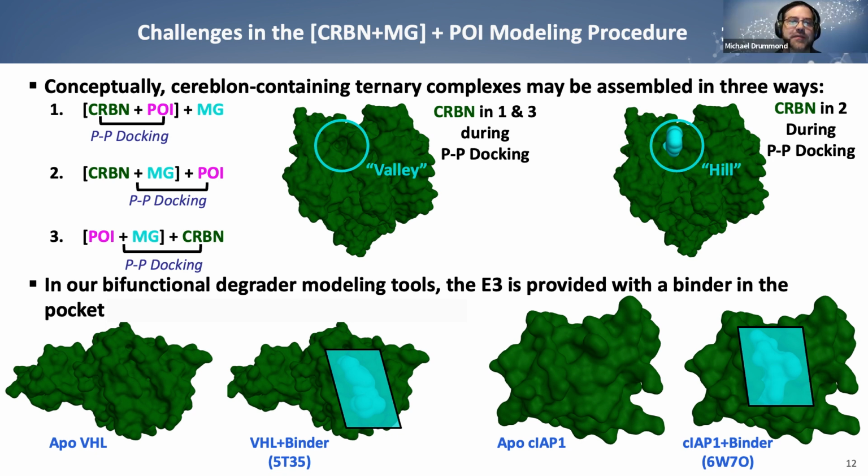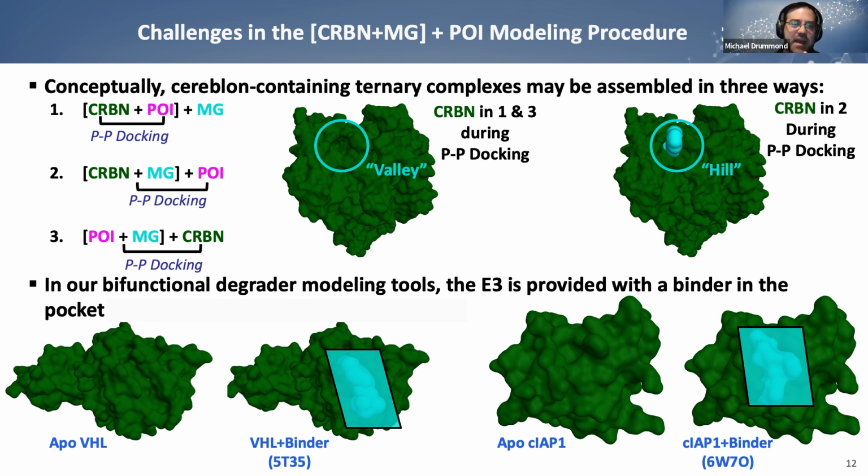So for example, in this first order of events and this third one down here, this is what cereblon looks like. I'm showing in space filling just the surface, but it will really illustrate my point. Contrast that with what's going on with the second one here, where we actually add the glue to cereblon first, and then the protein of interest comes in. The protein of interest sees this, whereas in 1 and 3 here, it sees this. To be more specific, there's a valley here for 1 and 3, and there's a hill or a knob or protuberance, wherever you'd like to call it, in the second approach here. So this is quite a dramatic difference from a protein-protein docking perspective, where you see a valley or a hill.